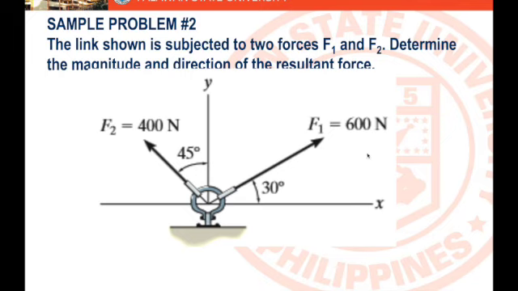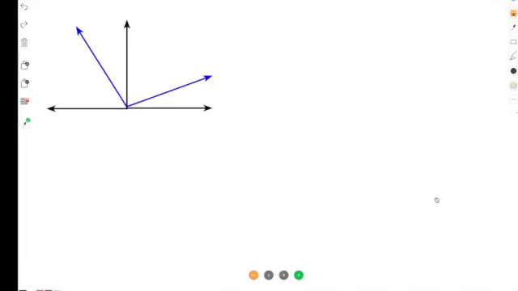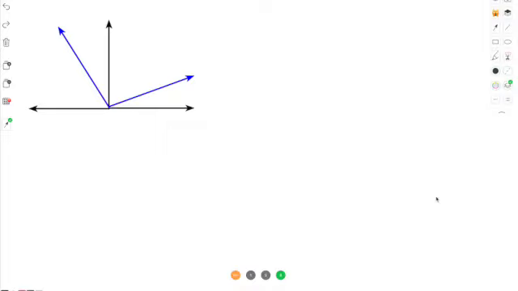Pretty much we will be doing the same thing as the first sample problem, but the first sample problem is not really what is asked. We just tried to illustrate how it's done, but this time the problem is asking us for the resultant force. So the problem pretty much looks like this. Let me write it down as the given.